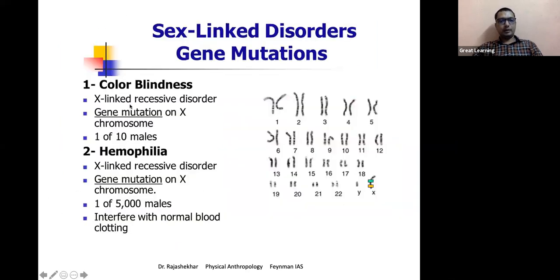Similarly, we also have color blindness. We didn't discuss, I think, color blindness yet. In genetic markers, we are going to talk about color blindness as an example. So color blindness is also a type of X-linked recessive disorder.